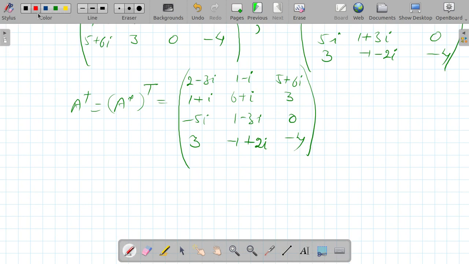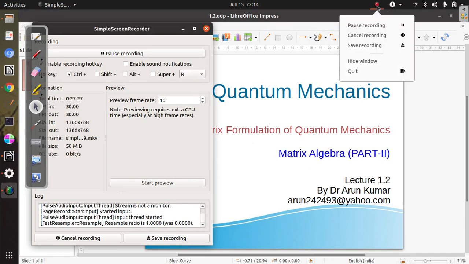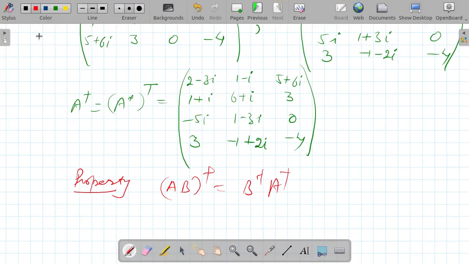So this is a way that how things can be calculated. Now there is a very important property which we have to keep in mind, that is AB, its dagger is equal to B dagger and A dagger, right? So now I will talk about the next, symmetric and antisymmetric matrix.